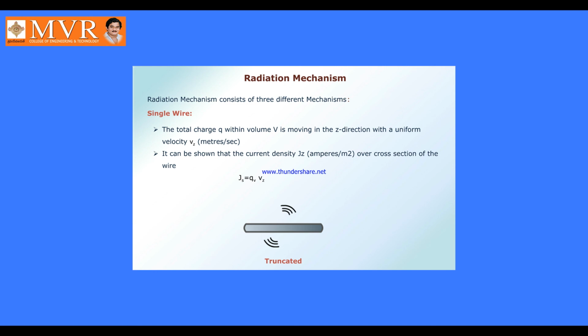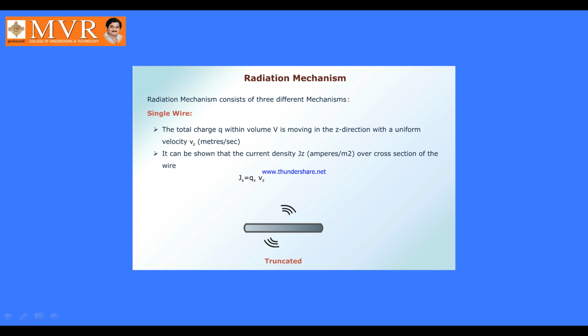The principle of radiation is that there must be a time varying current. For a single wire antenna, if the charge is stationary, no current is developed, so no radiation is observed.